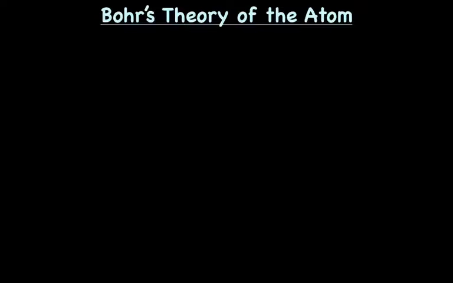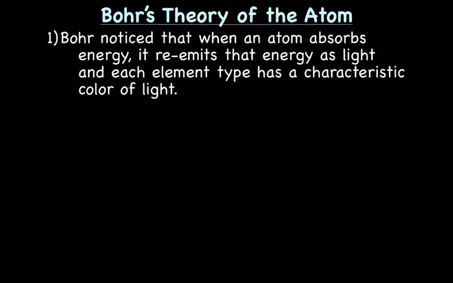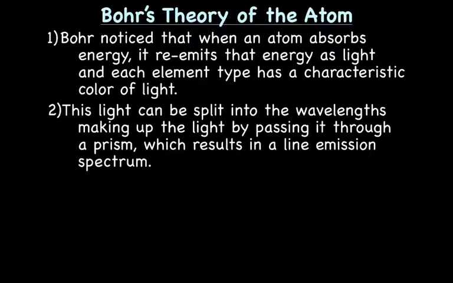Okay, Bohr's theory of the atom. Bohr noticed that when an atom absorbs energy, it re-emits that energy as light, and that each type of element has a characteristic color of light. Furthermore, this light can be split into the wavelengths making up the light by passing it through a prism, which results in a line emission spectrum.